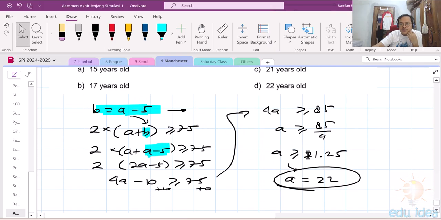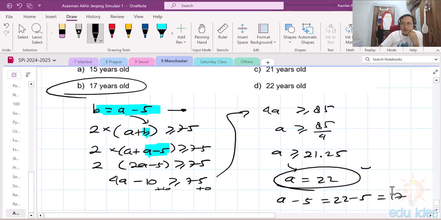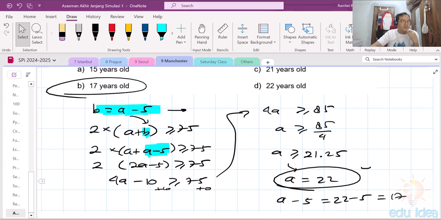The question said the minimum possible age of Ali 5 years ago. So this is Ali's age right now. If it's asking for 5 years ago, it means just a minus 5, which is 22 minus 5, which is equal to 17 years over here. Okay. So question number 28.